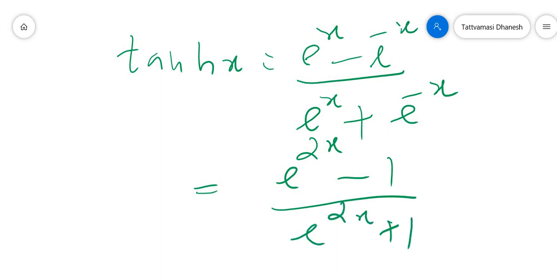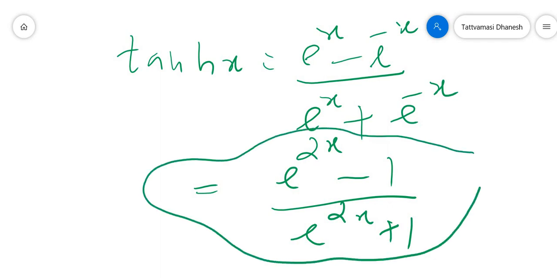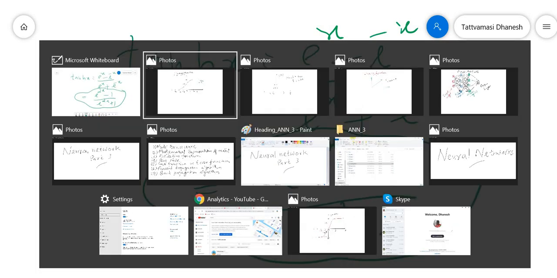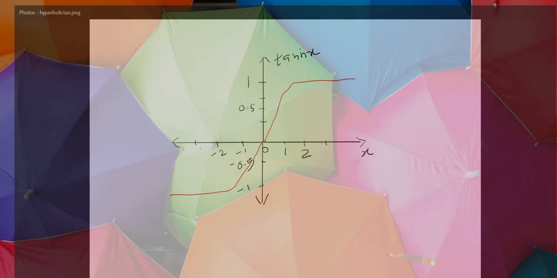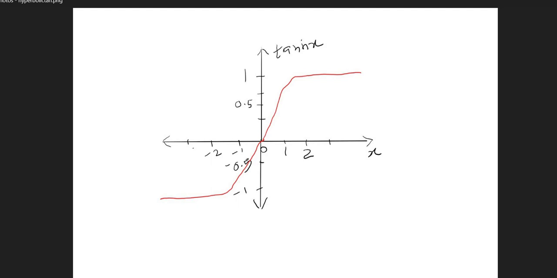This is the hyperbolic tan. So this is the activation function we commonly call hyperbolic tan. I can show you the graph for the hyperbolic tan. This is also a most commonly used activation function in artificial intelligence and machine learning. So this is the graph. It's also interesting. See the tanh x and x.